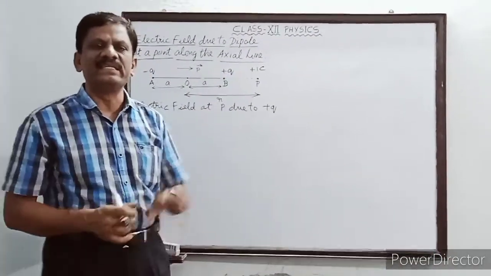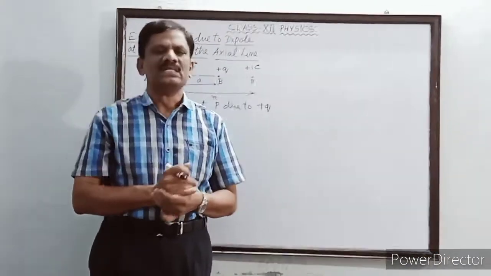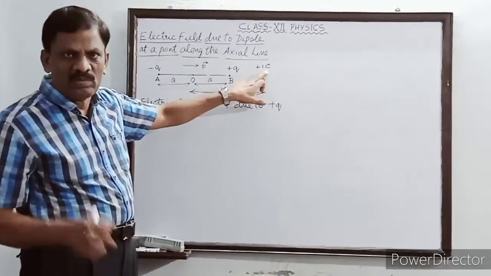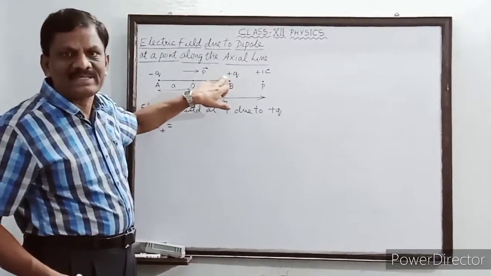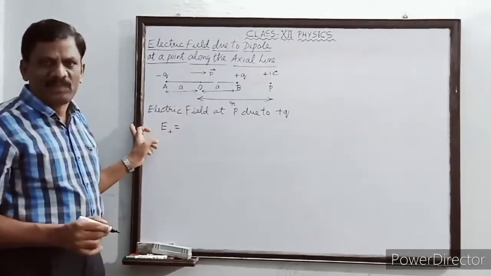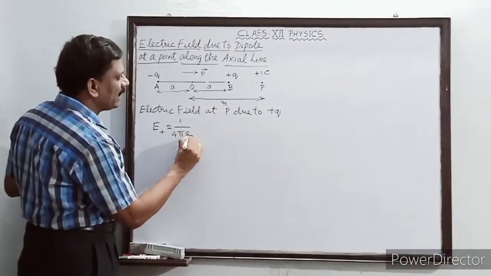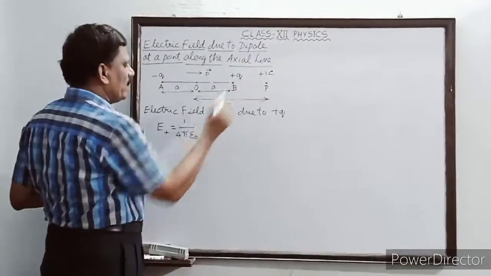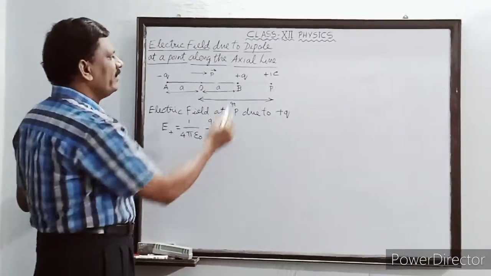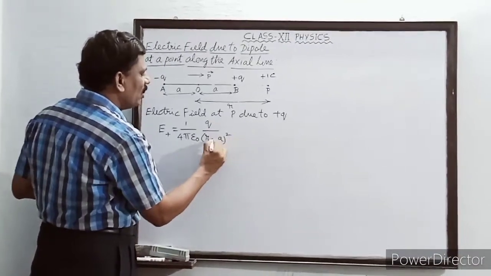Because electric field intensity at any point is defined as the force experienced by a unit positive charge placed at that given point. So at P, what is the force experienced by the unit positive charge of plus 1 coulomb due to this positive charge of plus q coulomb? That will be the electric field intensity at that point P due to plus q, and this must be equal to 1 by 4 pi epsilon naught into q into 1, that is q, divided by the distance squared. Already we have seen that this is at a distance of r minus a, so this is r minus a the whole square.